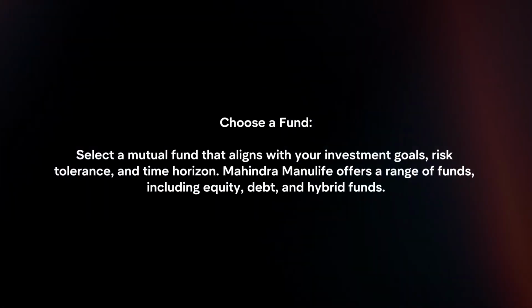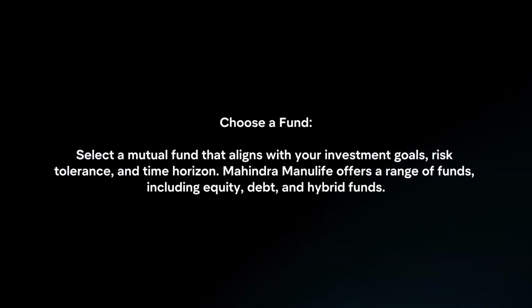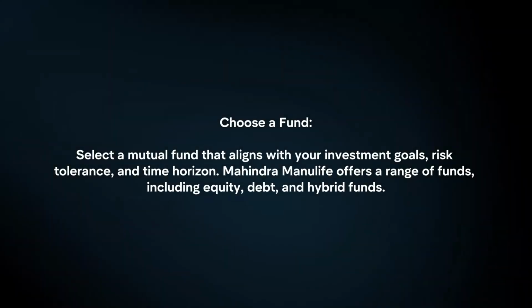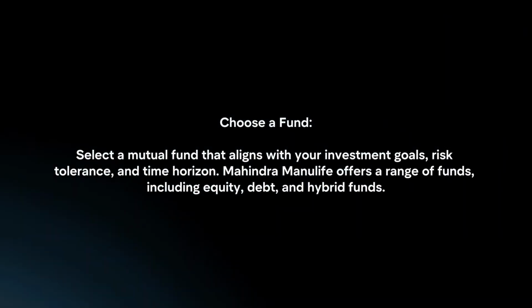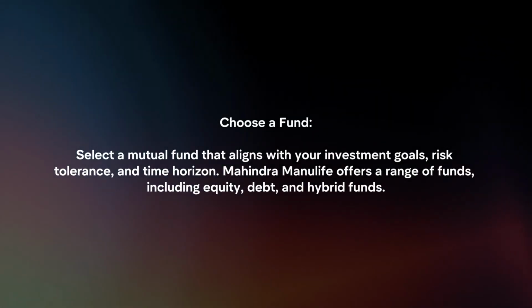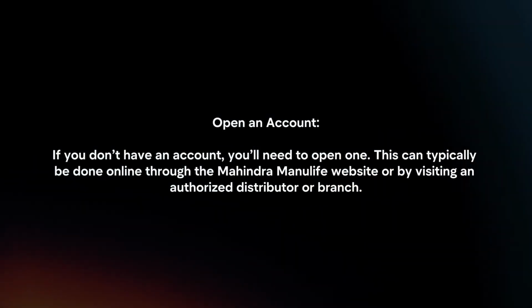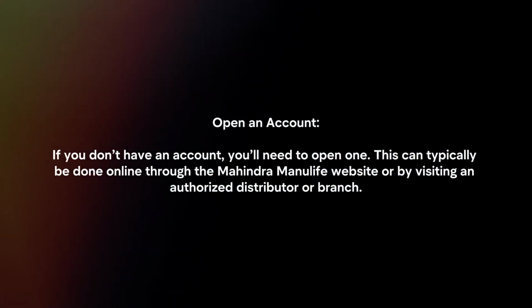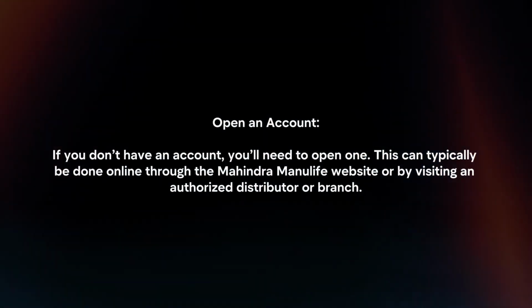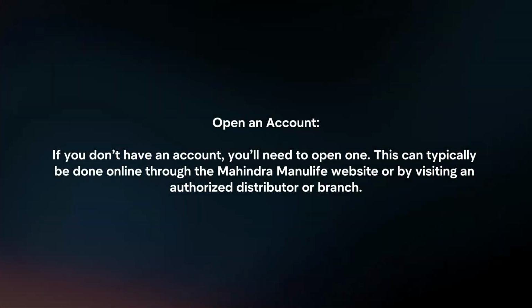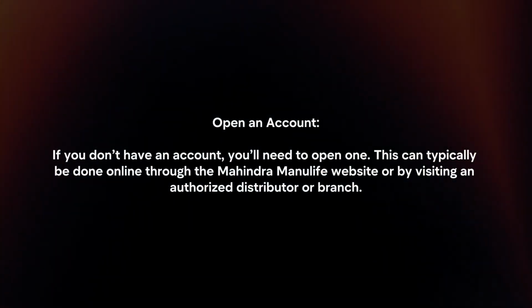Choose a fund. Select a mutual fund that aligns with your investment goals, risk tolerance, and time horizon. Mahindra Manulife offers a range of funds, including equity, debt, and hybrid funds. Open an account. If you don't have an account, you will need to open one. This can typically be done online through the Mahindra Manulife website or by visiting an authorized distributor or branch.